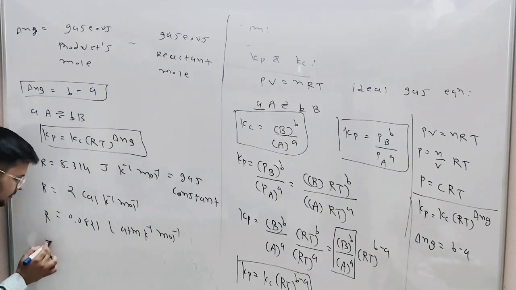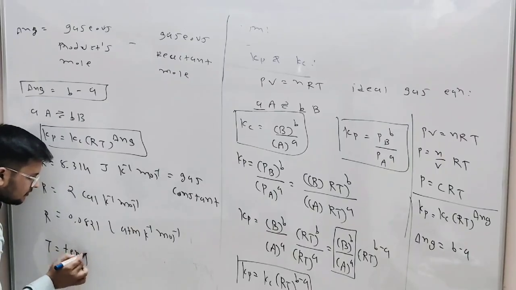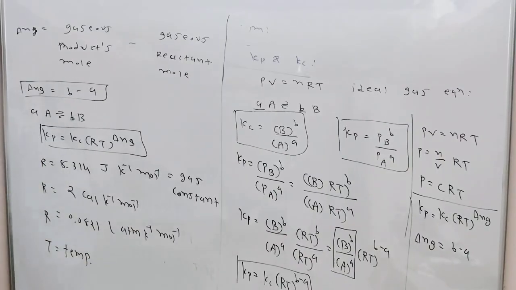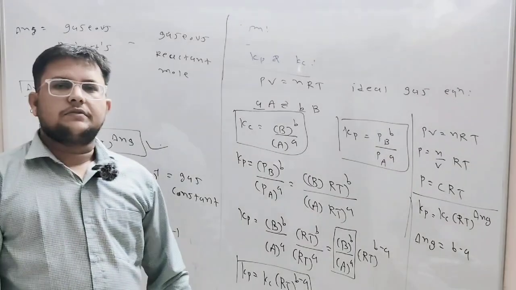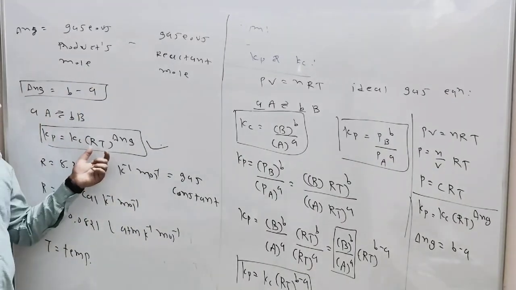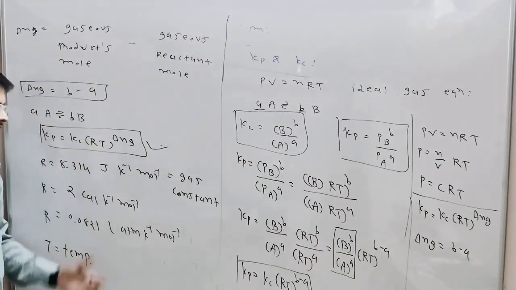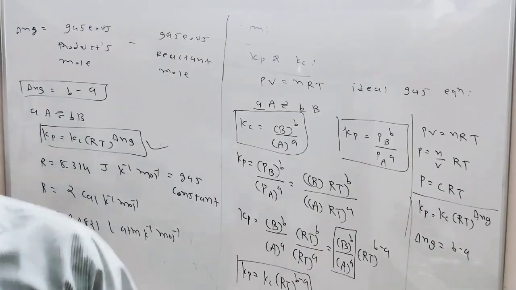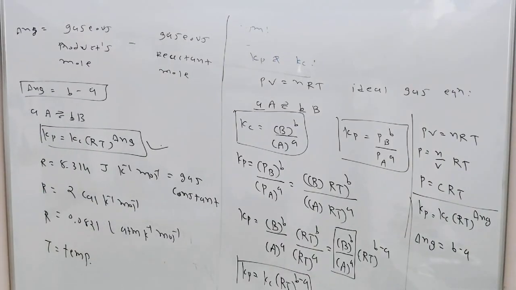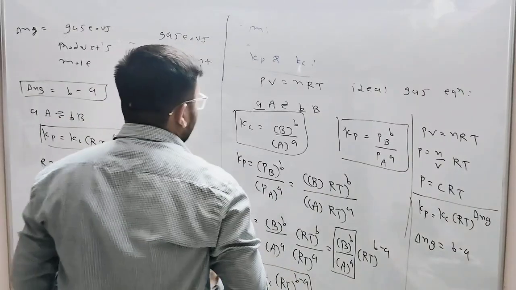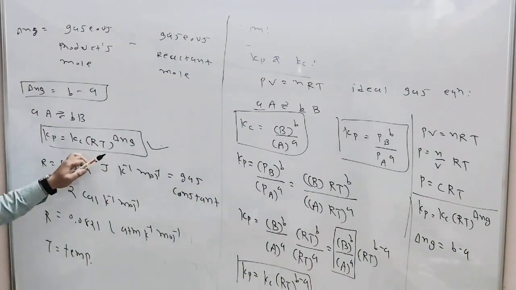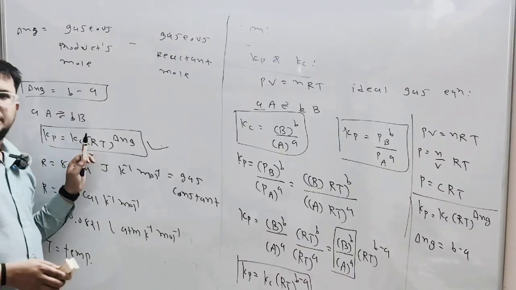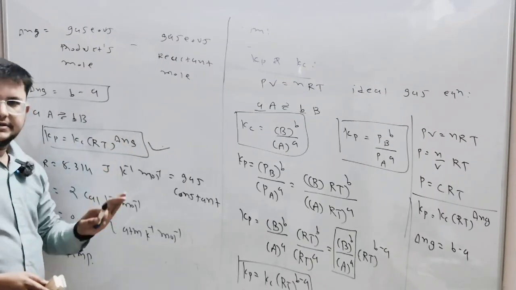T stands for temperature. We will do one question. You just have to remember this formula. Kp is equal to Kc (RT) raised to delta Ng. Just check one time all these things. Now we will take one question on the basis of this. You just have to remember this equation: Kp is equal to Kc (RT) raised to delta Ng.